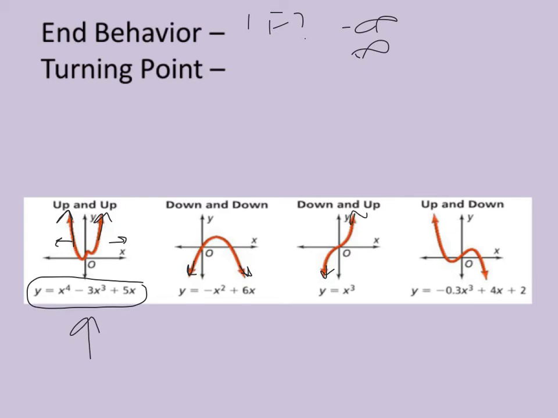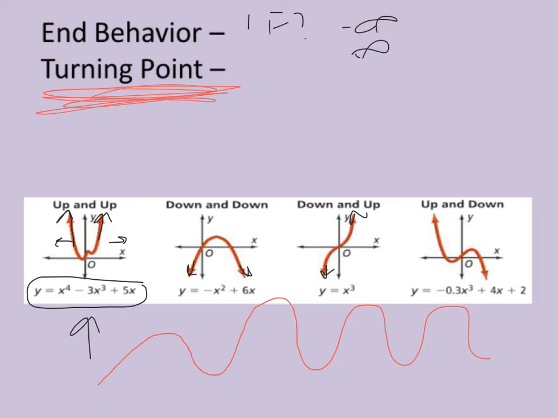On the left-hand side, it's pointing up, right-hand side is pointing down. Turning point is exactly what it says. Turning point means, what if I was on a roller coaster, and then I hit the highest point, and then I went down, and then I went to a low point, and then up again. Whenever you change directions, that's going to be a turning point.